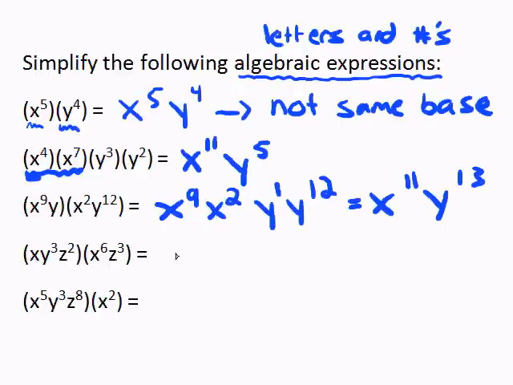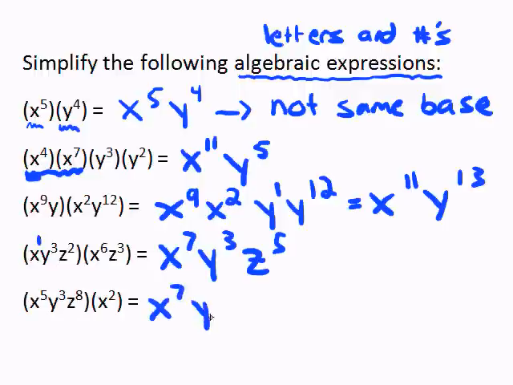Okay, the next one is x to the 7th, because 1 plus 6 is 7. y to the 3rd, it didn't have any like bases, so we couldn't add any exponents. And z, I'm going to put a little line through my z so you know it's not a 2. z to the 2 plus 3, which is z to the 5th. Alright, last one. The only two like bases being multiplied are x to the 5th and x squared. So it gives me x to the 7th, y to the 3rd, z to the 8th. Alright, that gets us through the second objective. We got one more objective to go.